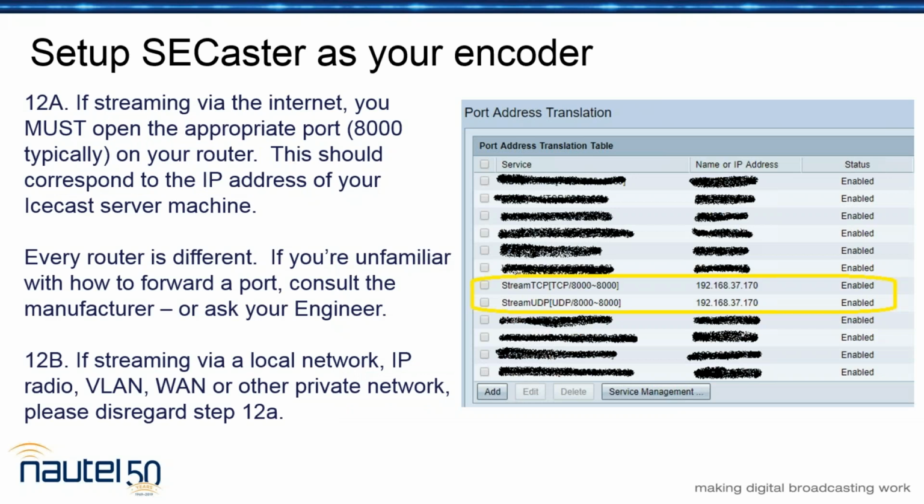Then the next thing, if you're streaming over the internet, you have to open the appropriate port in your router. If you're using the default, it's 8000. And then the IP address that it's associated with would be the IP of the Icecast server machine. Every router is different. If you're unfamiliar with how to forward a port, you can always consult the manufacturer or ask your engineer or IT person.